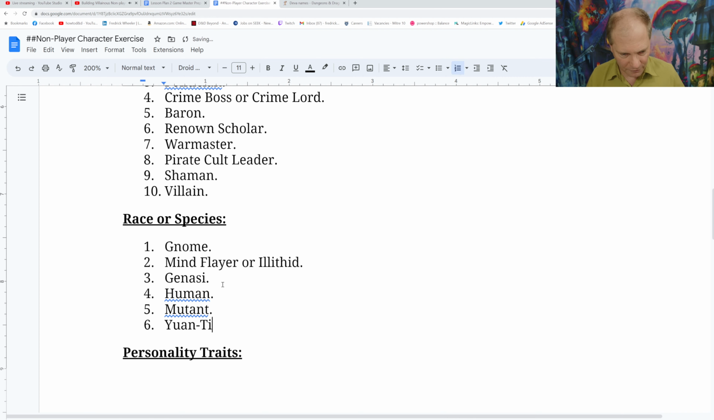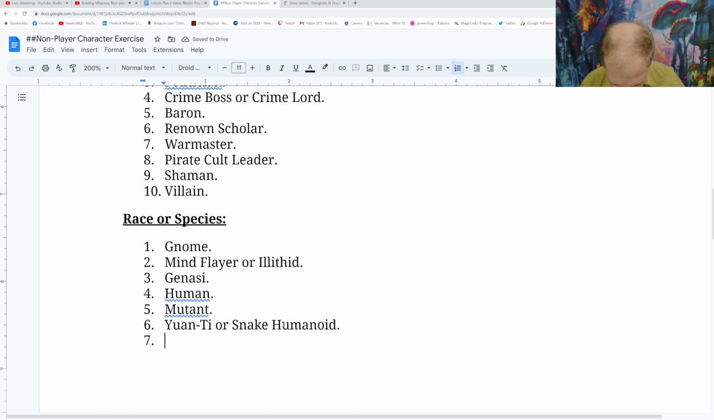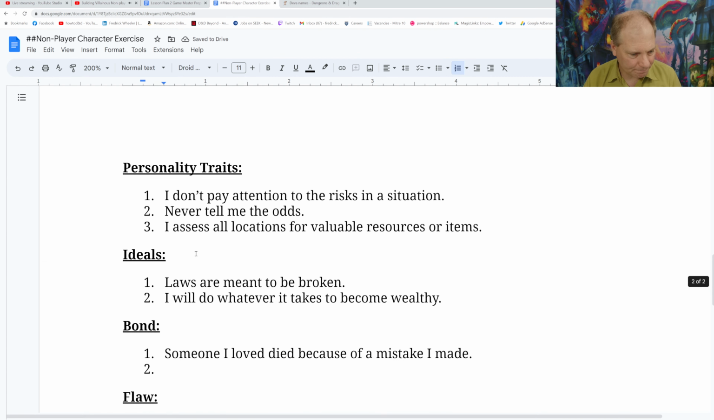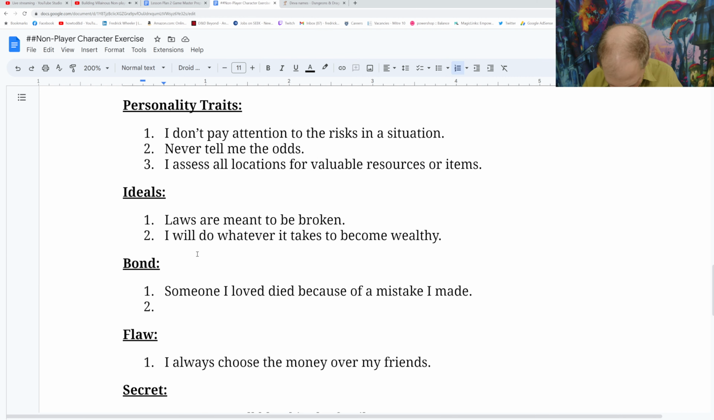Because Yuanti can kind of appear to be all sorts of things. So Yuanti is like a snake humanoid. Basically a snake humanoid. That's what it is. We know what it is. Okay. How are you doing in terms of what they might look like?